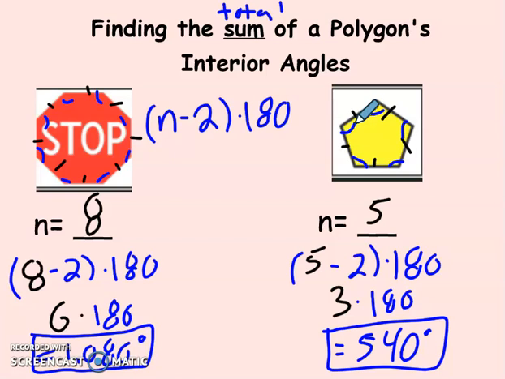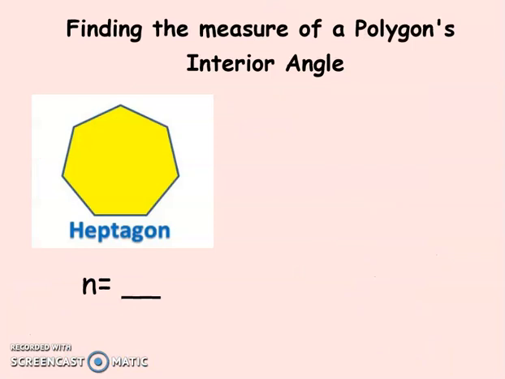That's great, right? But what if I said, hey, I want to know what one angle is worth? I know that 5 of these together is 540, but what would I do to find just one of them? Well, we have 5 of them, so we would divide by 5, right? And that's where we go into this example, finding the measure of a polygon's interior angle.